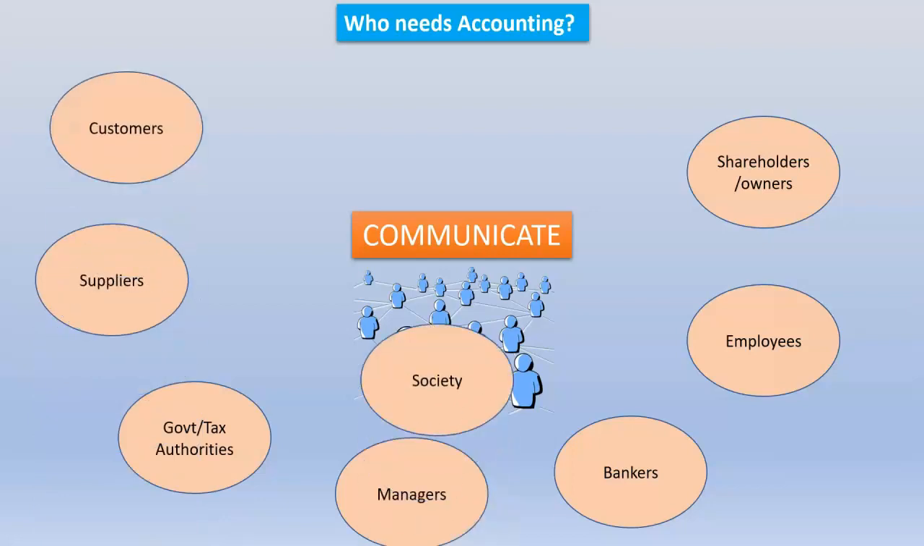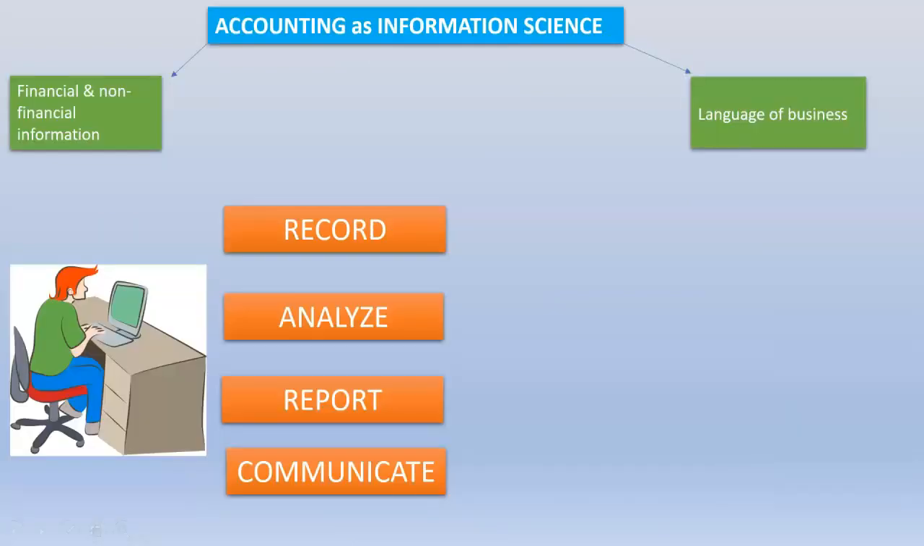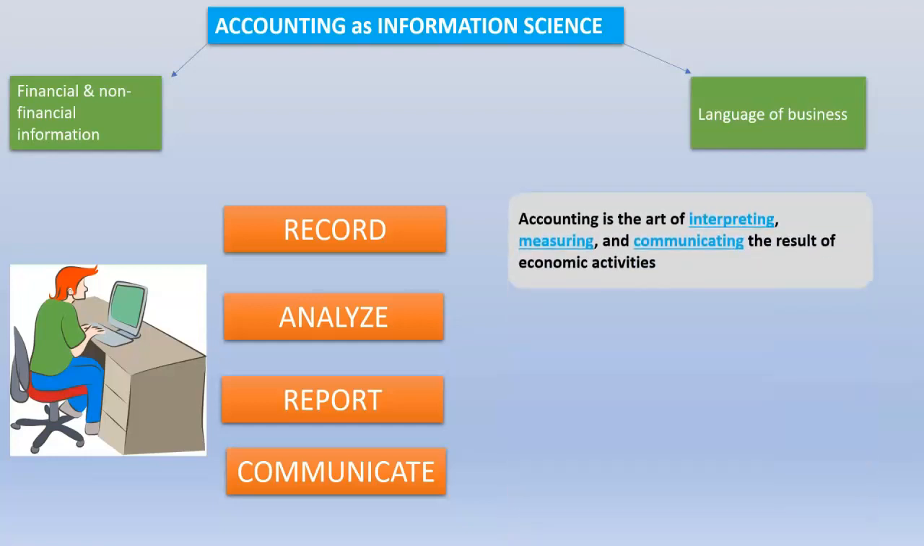It is very clear from this presentation that some of these stakeholders can be classified as internal stakeholders and some as external stakeholders. Having looked at the overall accounting process, we are now in a position to look at the proper definition of accounting. Accounting can be defined as the art of interpreting, measuring, and communicating the result of economic activities.